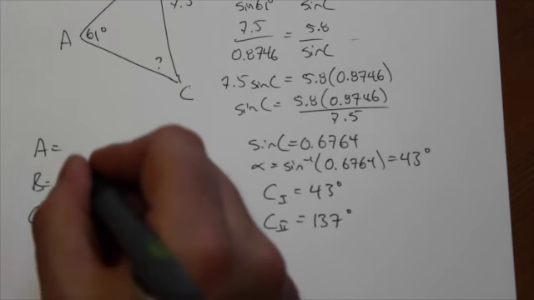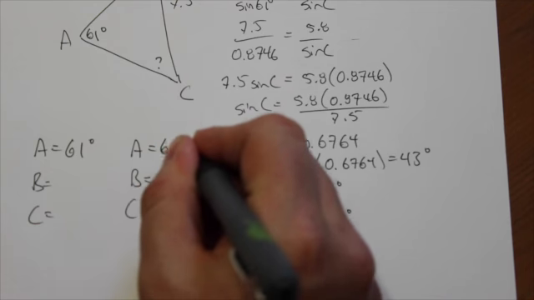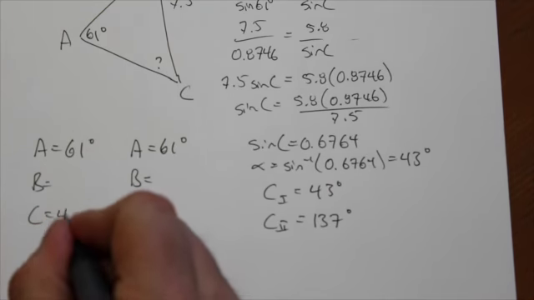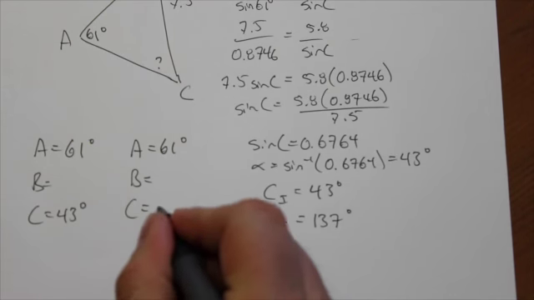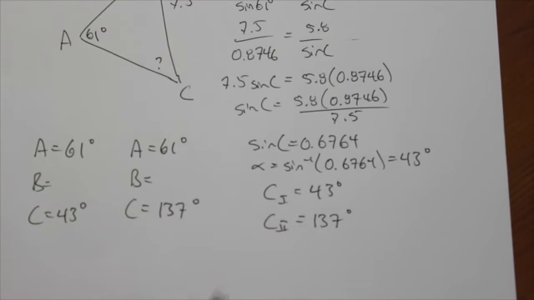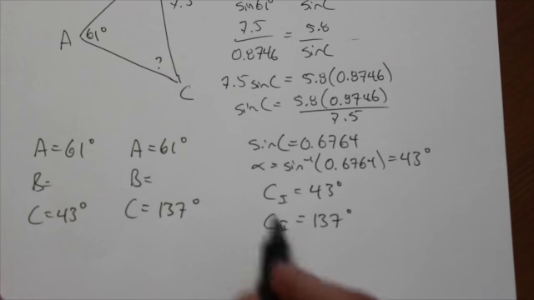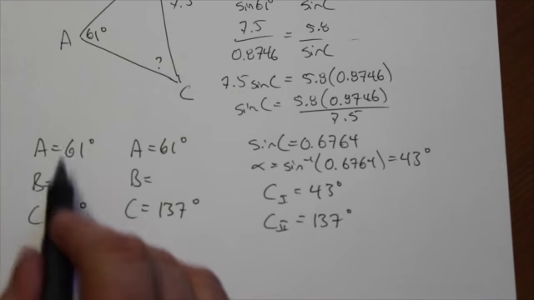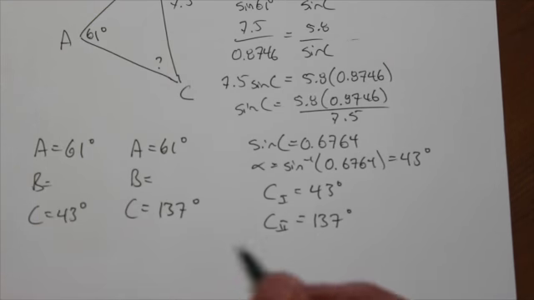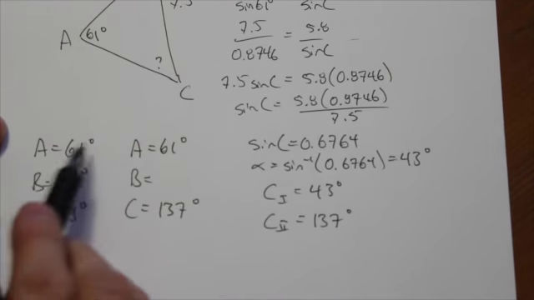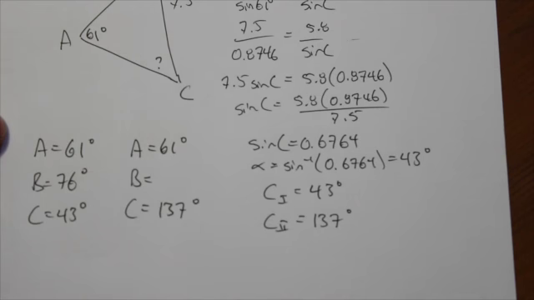Now I already know that angle A is 61 degrees. That's a given. What I don't know is B, and I've just figured out C. So I have 2 options for C. This is 43 degrees and 137 degrees. But now here's where I really get to see whether or not this worked, or whether both of those work. If I subtract these 2 angles from 180, I'm going to be left with 76 degrees. Well, that's a viable triangle. Each one of those angles makes perfect sense. I could have a triangle that looks like that.